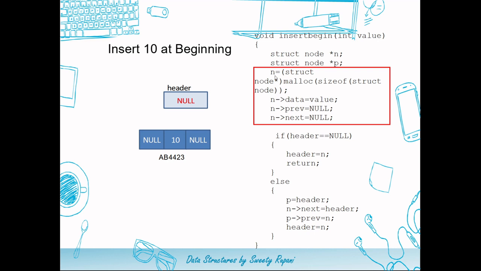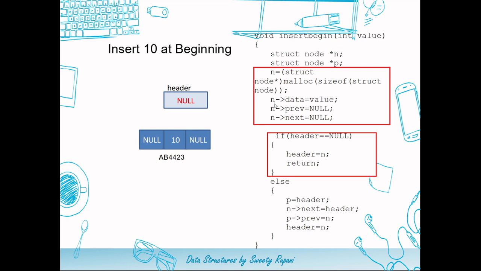Once the memory has been allocated, the next step would be moving the data inside it. Value is the value which is required to be moved into the data part, followed by which we will store a null value in the previous and next pointers. Otherwise they may hold a garbage value. Once we are done with this, we will check whether the header is null. If this is our first insertion, this condition goes true. If the header is null, we will have to update the header as well.